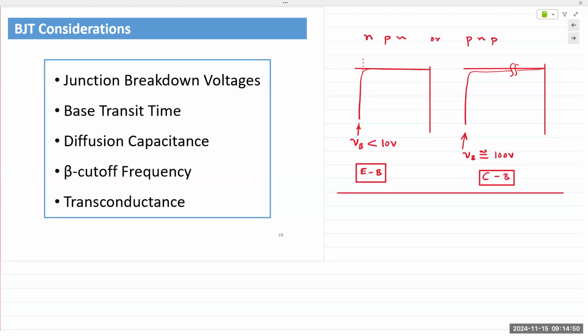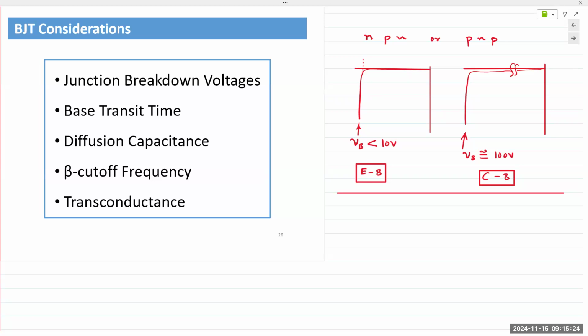Okay, then we have a quantity known as the base transit time. Now, the principle of operation of a BJT is you have an emitter, you have a base in the middle, and you have a collector. The emitter will emit the charge carriers. The charge carriers cross over into the base junction. And from the base, they are injected or pushed into the collector. And then they are swept up in the terminal because of the reverse bias applied to that collector terminal.